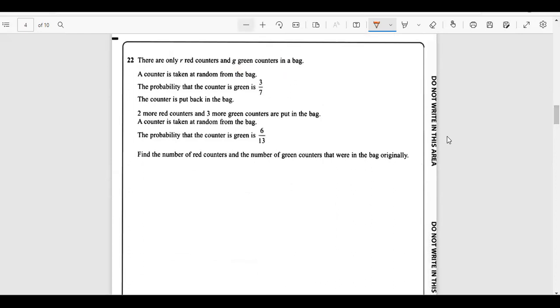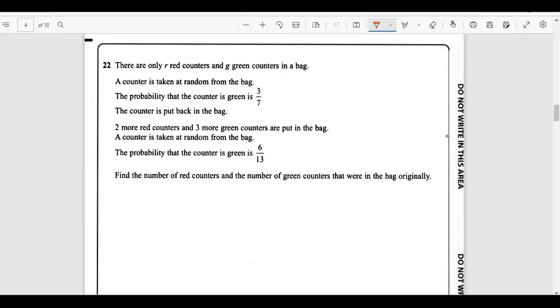Now this is a very interesting and important question, and it's just like the one which we did a few days back. It says there are only R red counters and G green counters in a bag. A counter is taken at random from the bag. The probability that the counter is green is 3 by 7. The counter is put back in the bag. This is the first part of the scenario, and this is the second part. Before reading the second part, let's focus on the first part.